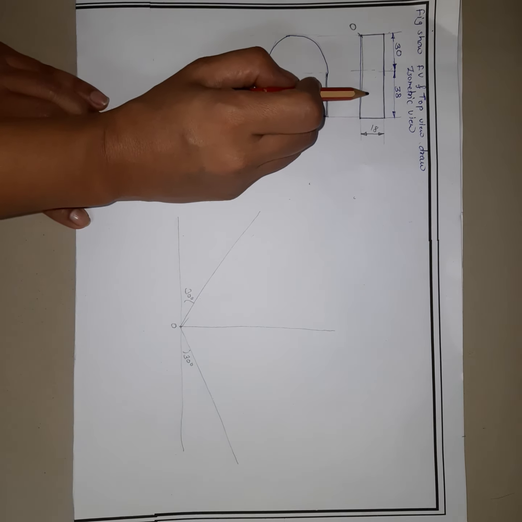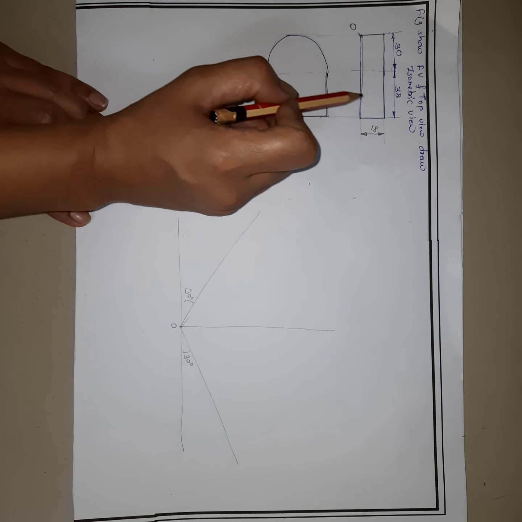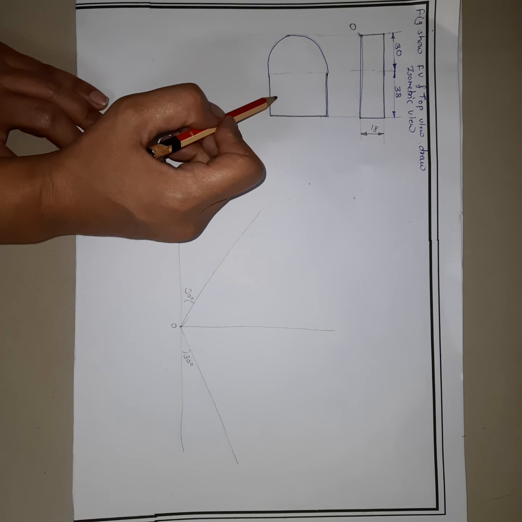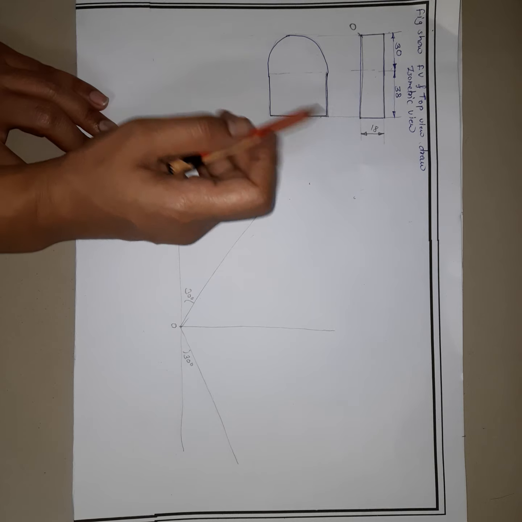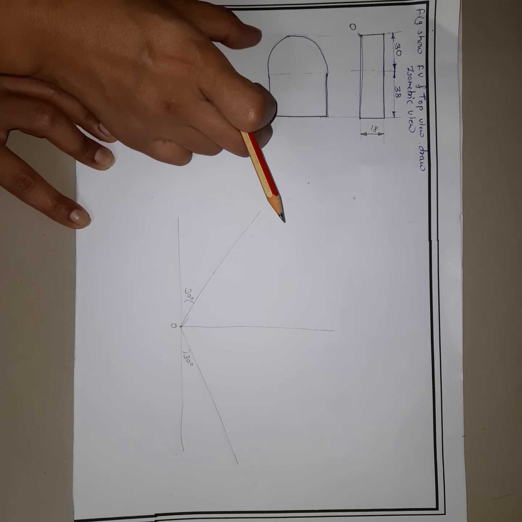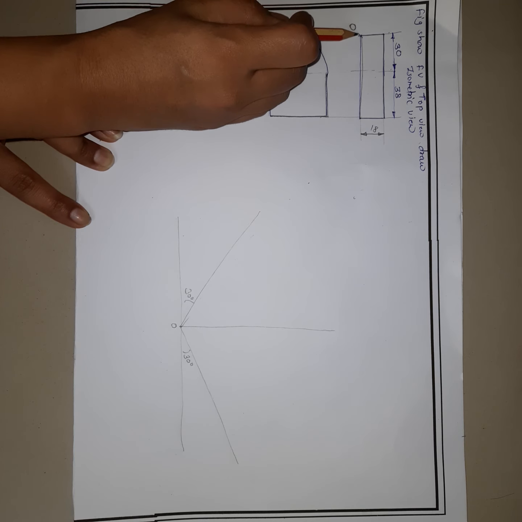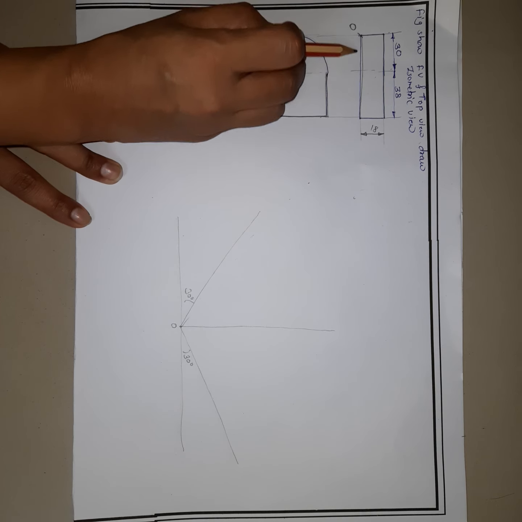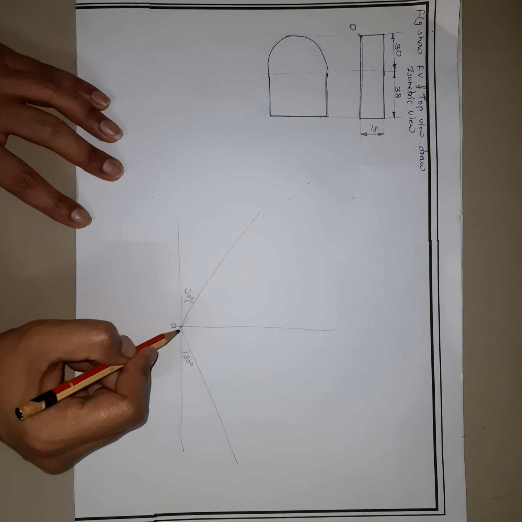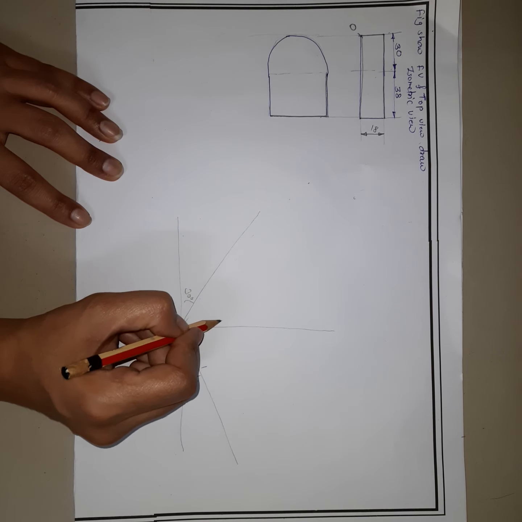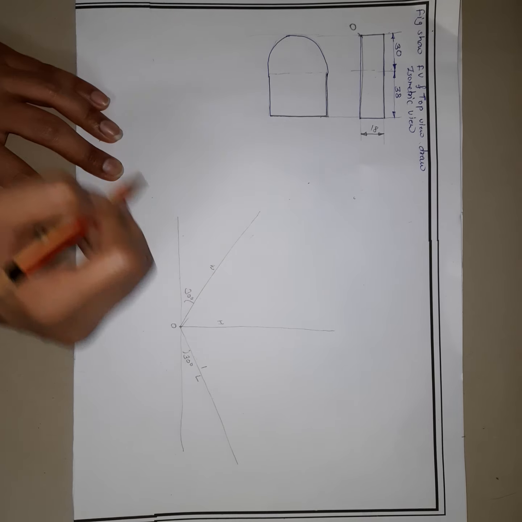Now if this is the front view, which two dimensions are visible? The length and height are visible, right? And this is the top view. In the top view, the width and the length are visible. Now if this is the origin, then on the right side of the origin there is the length, right? So on this axis we'll mark length, this axis height, and on this axis width.